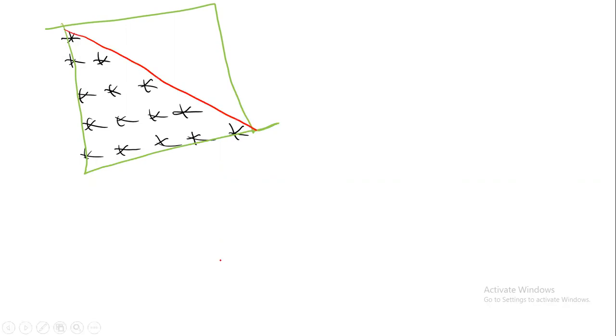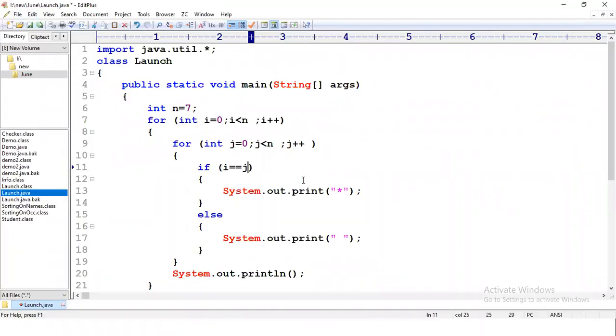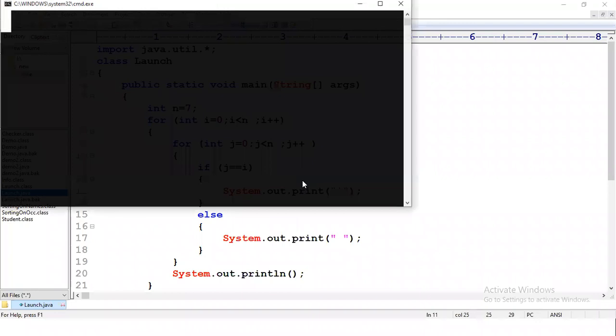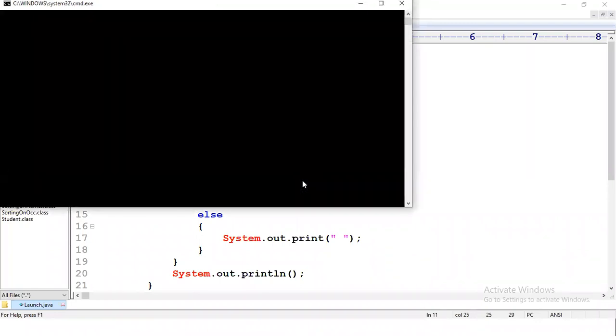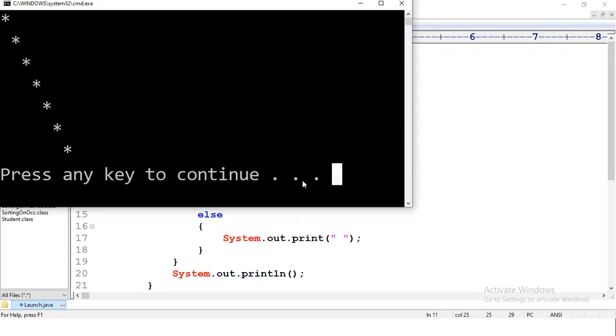Can you tell me what is the line equation of the red line? The line equation of the red line is I is equal to j. Agree or not? Can I write I is equal to j as j is equal to I? If you are weak in maths, let's see. I equal to j. Can I write j equal to I? Yes, we can write it, because mathematically both are the same.